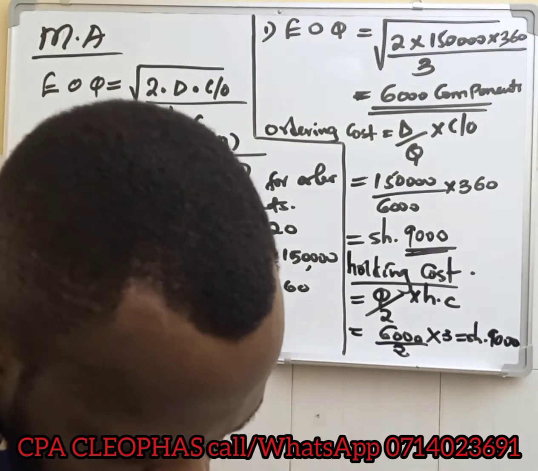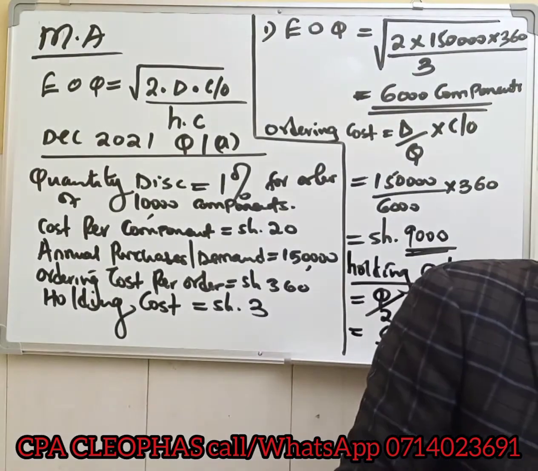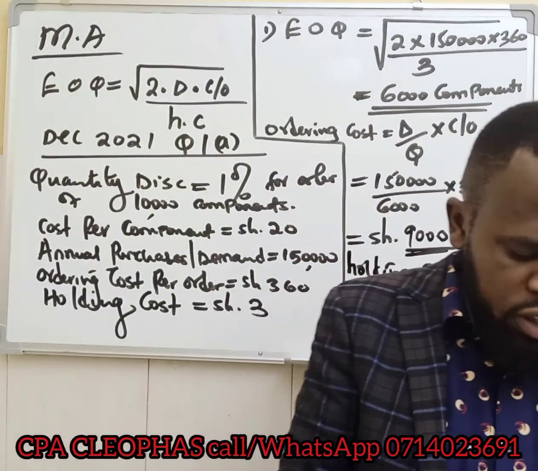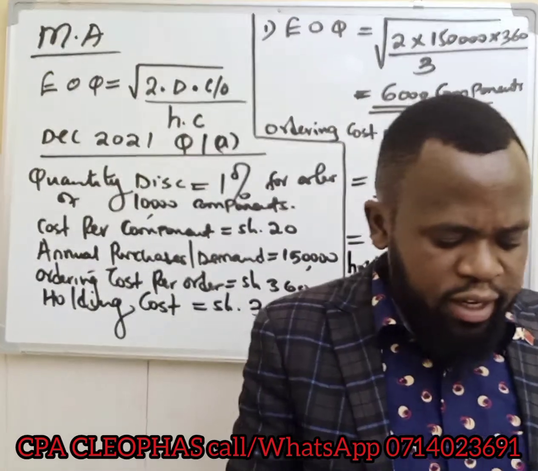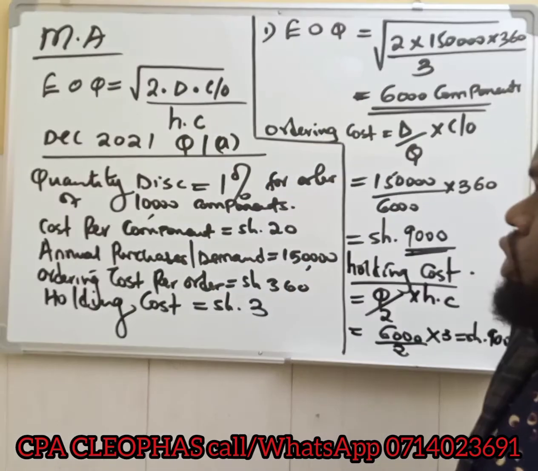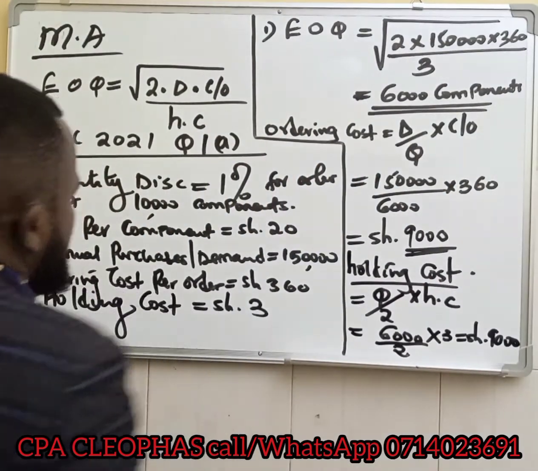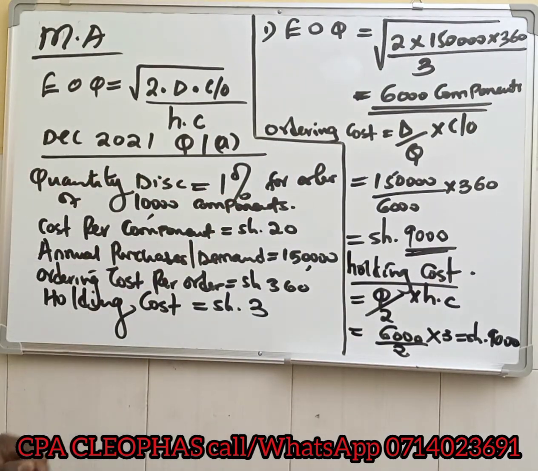You have the 4 marks for Roman 2. We are remaining with the other 4 marks for Roman 3, which says advise the management of Blade Limited on whether the discount should be accepted. So we want to know whether these discounts are going to be accepted. The discount is 1%, and at this 1% we must order 10,000, right?